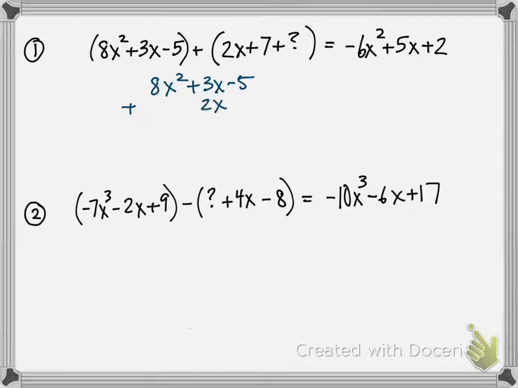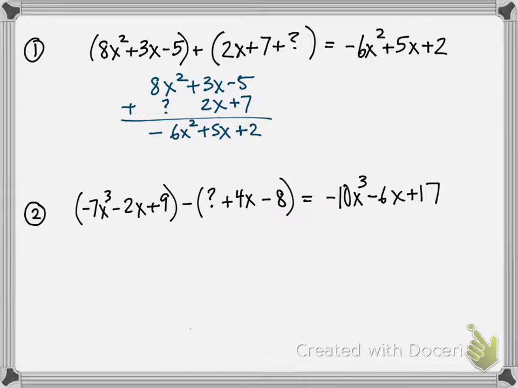So I'm going to put the 2x under the 3x because those are like terms. I'm adding that to 2x plus 7, so I put the 7 underneath the negative 5. And I have to figure out this missing term here. That makes a sum of negative 6x squared plus 5x plus 2.